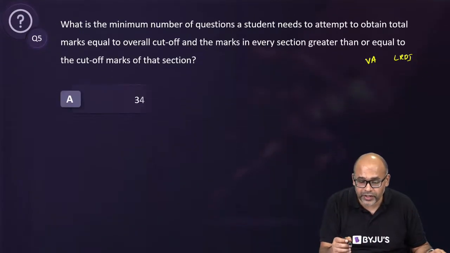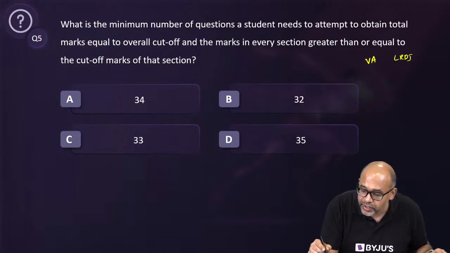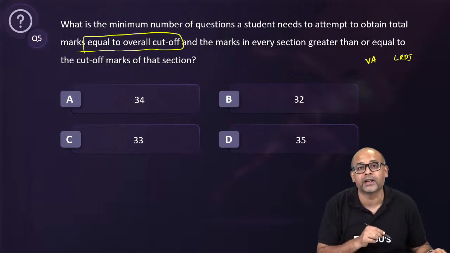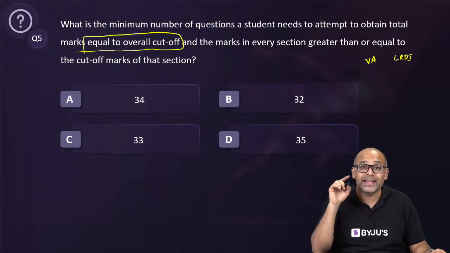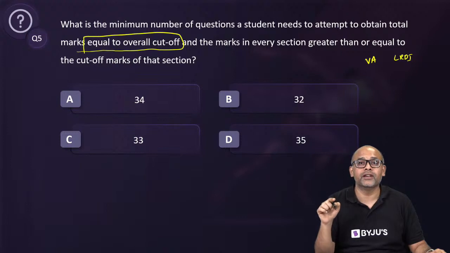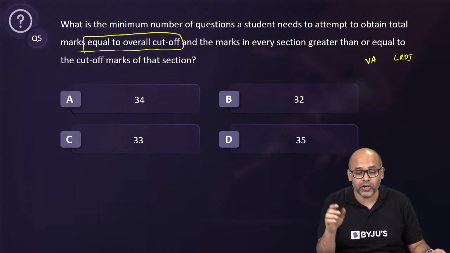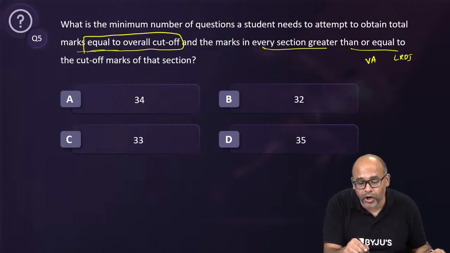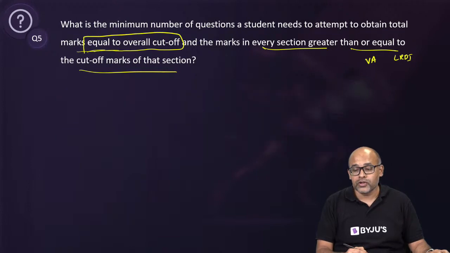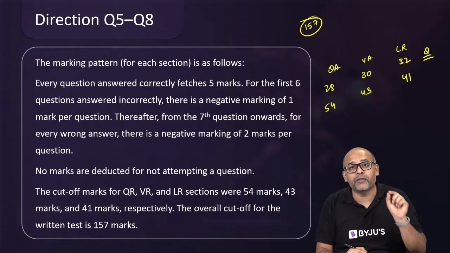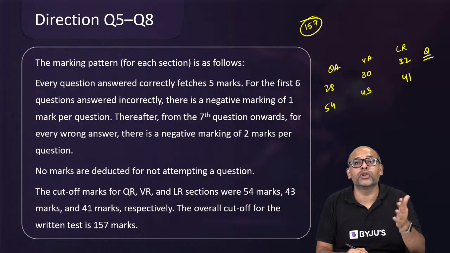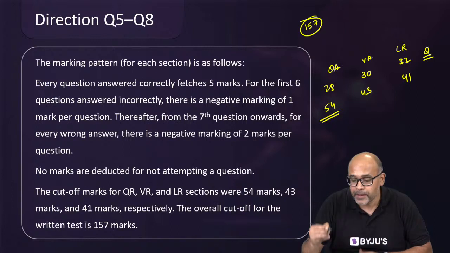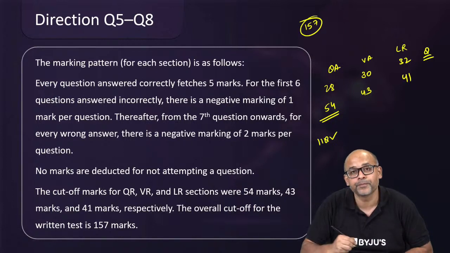Now look at the question. What is the minimum number of questions a student needs to attempt to obtain total marks equal to the overall cutoff? This is the most important part. Your total marks should be exactly equal to 157. They are not asking you to cross it. It should be equal to it. And the marks in every section should be greater than or equal to the cutoff of that section. So overall should be 157, but in individual sections you can get more than what is required. So now, let's look at 54. If I get 11 questions correct, how much will I get?